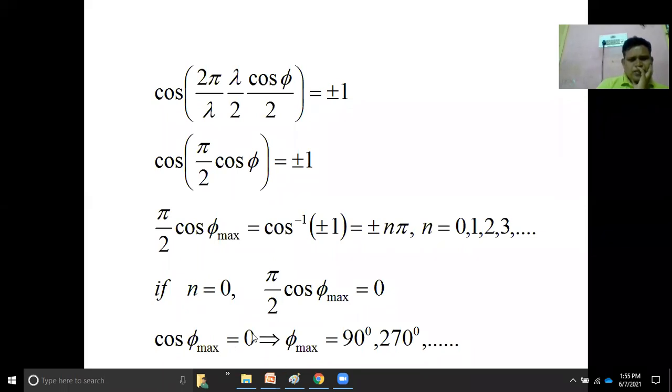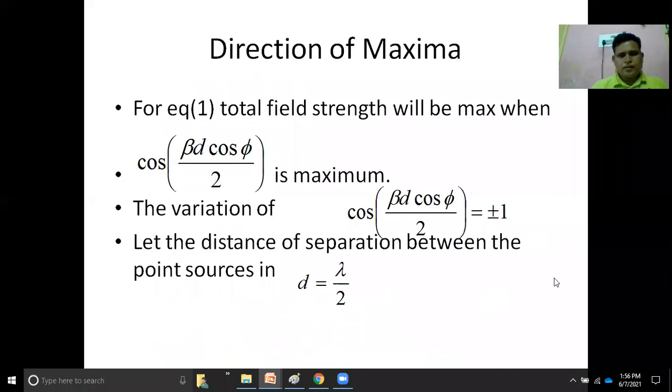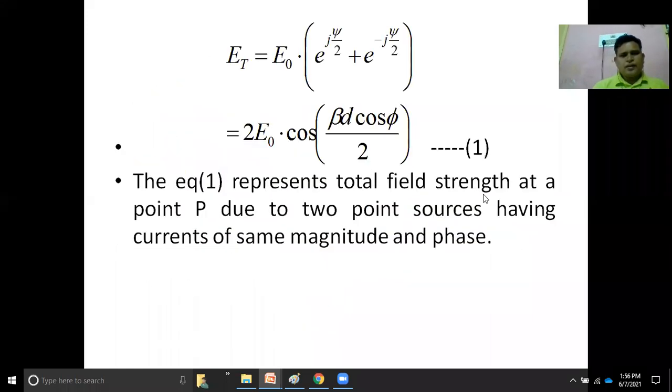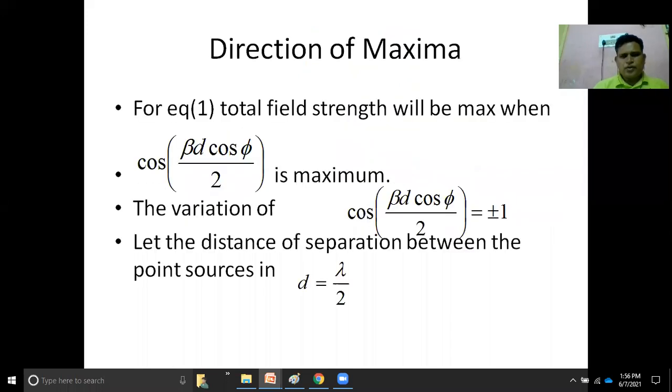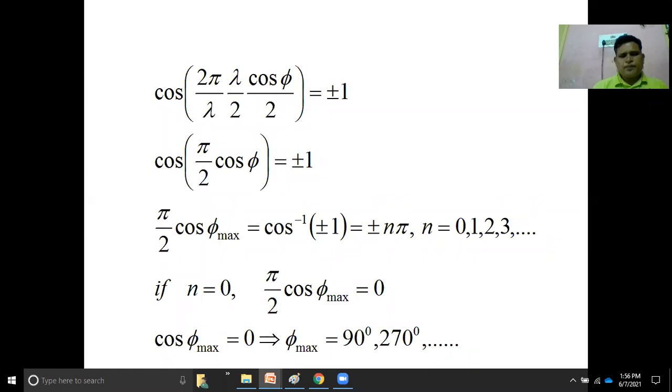When cos phi is equal to 0, the values are cos 90 and 270 and so on. Therefore the maximum radiation, the maximum electric field intensity, is in the direction of 90 degrees and 270 degrees. Based on the electric field intensity equation, we can see that it is maximum at 90 degrees and 270 degrees.